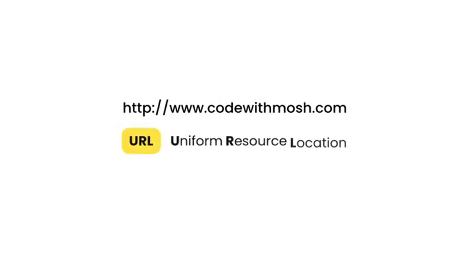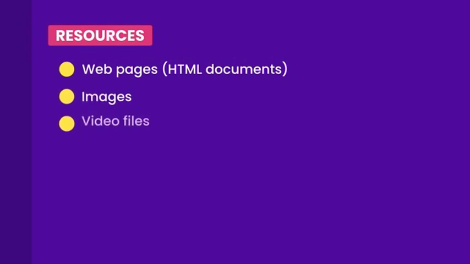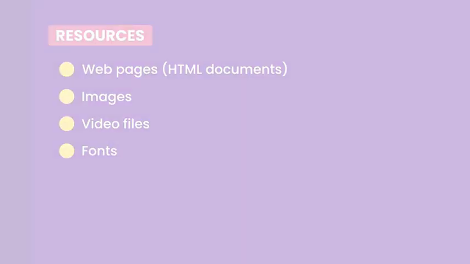Now this address that we have in the browser address bar is called a URL, which is short for Uniform Resource Locator. Basically, it's a way to locate a resource on the internet. Resources can be web pages, also called HTML documents. They can be images, video files, fonts, and so on. So we type the URL of a website and hit enter.